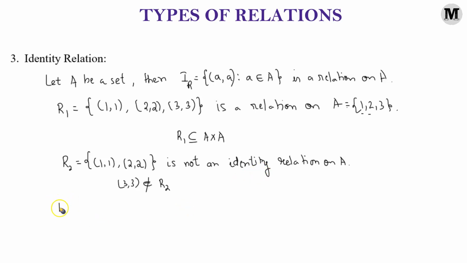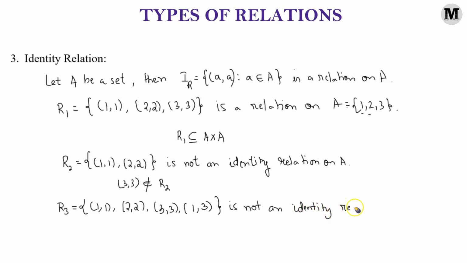Okay, let's take another example. Let's say we have another relation denoted by R3 such that R3 has the ordered pairs (1, 1), then we have (2, 2), next we have (3, 3). We have one more ordered pair, let's call it (1, 3). Fine. So R3 is a relation. The question is, is this an identity relation on A? This is also not an identity relation on A. What does the definition of an identity relation state? It states that it should be such that if the first element is a, the second element must also be a, and both of those must belong to the set A.